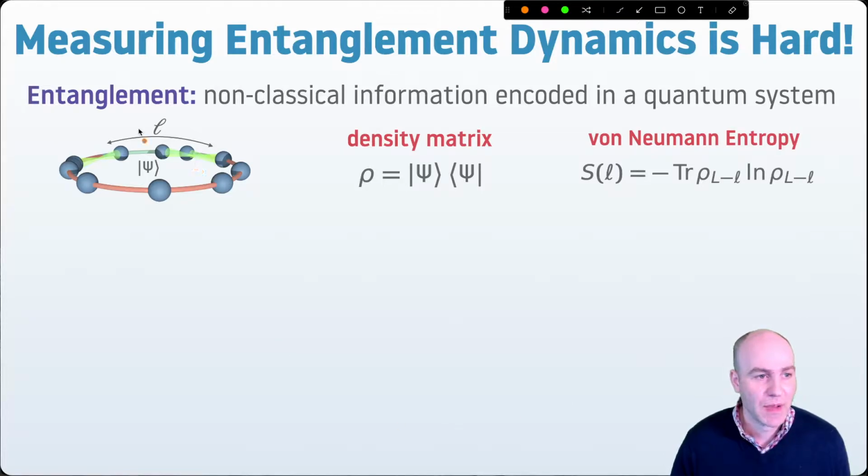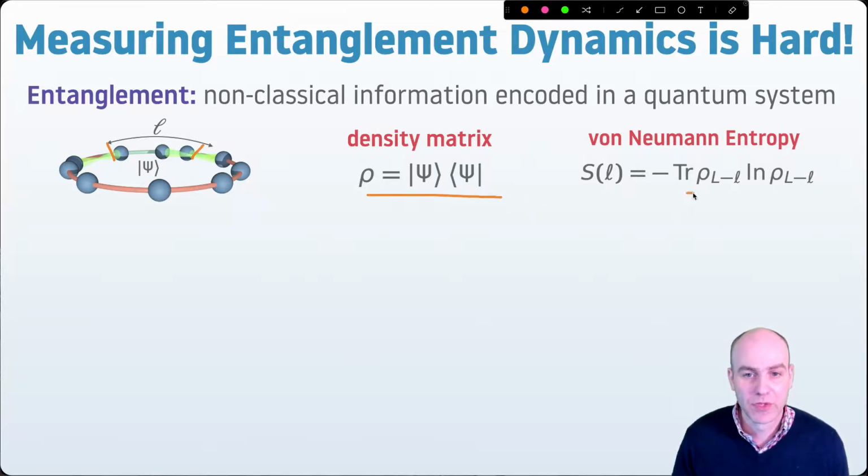Imagine, as I have here, a 1D system with periodic boundary conditions, and I'm asking what is the entanglement between some spatial subregion of the system of length L with the rest, or the complement of the system. In order to measure that in general, I would need to compute the complete density matrix, which is an exponentially difficult thing to do in general.